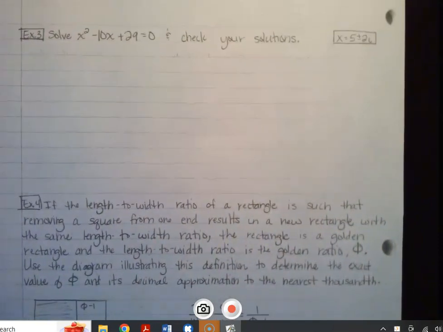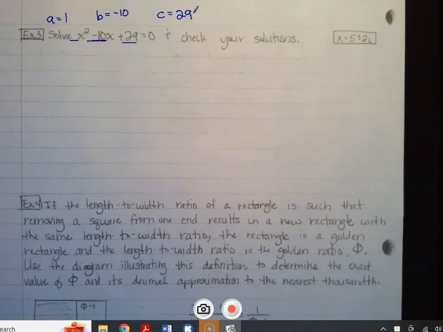Okay, example 3 says to solve x squared minus 10x plus 29 equals 0 and check your solutions. We'll actually look at maybe checking some of those. But let's go through and identify our a. It's the number in front of your x squared, so that's 1. b is the number in front of your linear variable, so negative 10. And our c is our constant, which is 29.